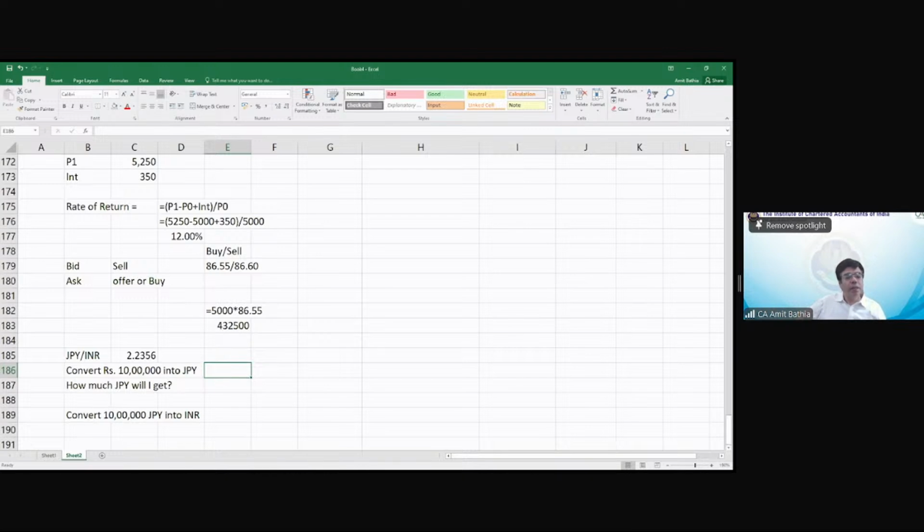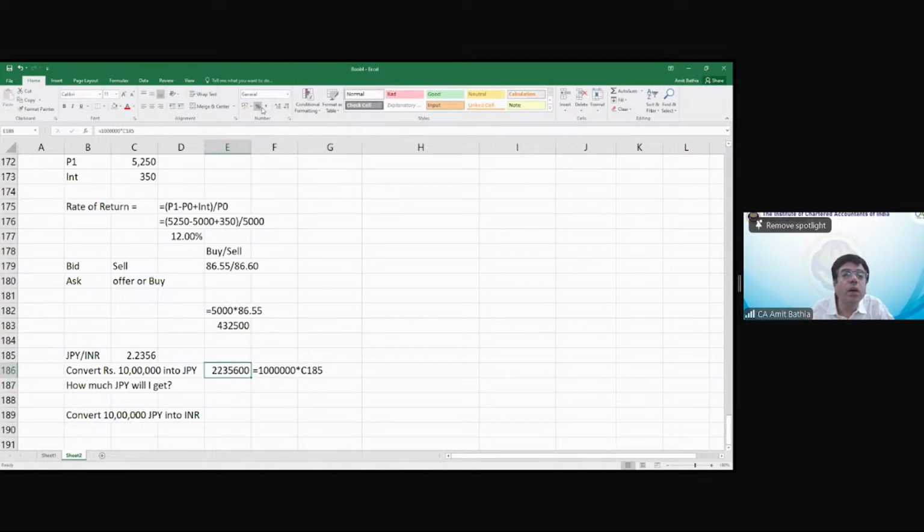Convert rupees 10 lakhs into JPY. So we will multiply it by 2.2356, yes, because it is a base currency. You can see INR is the base currency, and I'm converting INR into JPY, so I can easily do the conversion by multiplication. Multiplied with 2.2356, I get 22,35,600. Are you all with me?